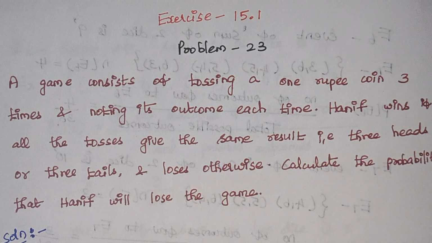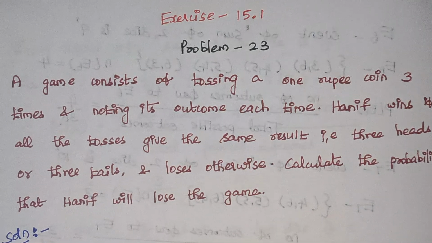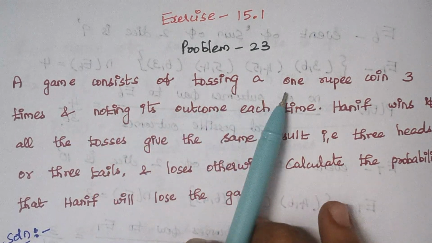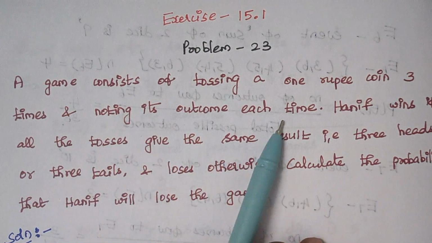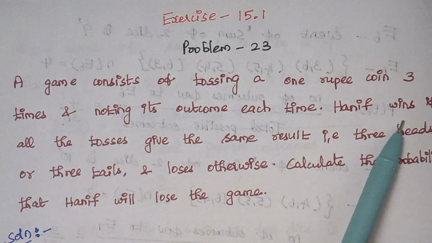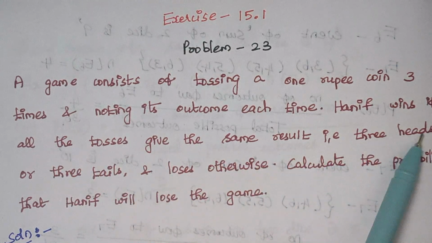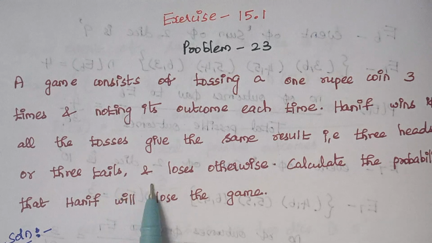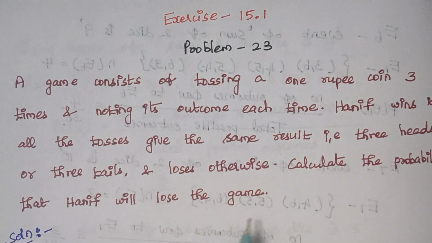Today we are going to solve some problems in exercise 15.1 probability. Here we start with problem number 23. A game consists of tossing a 1 rupee coin 3 times and noting its outcome each time. Hanif wins if all the tosses give the same result, that is 3 heads or 3 tails, and loses otherwise. Calculate the probability that Hanif will lose the game.